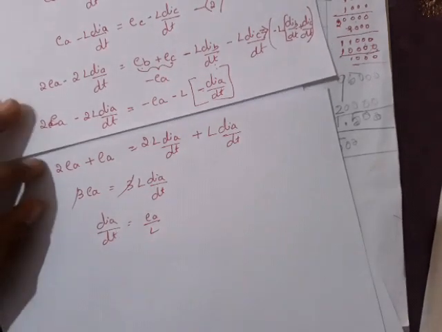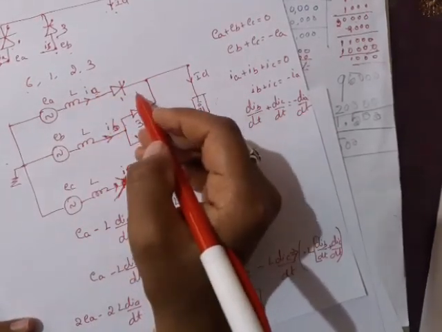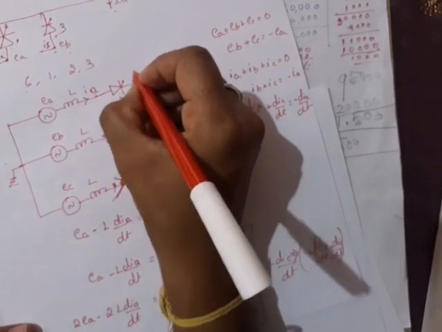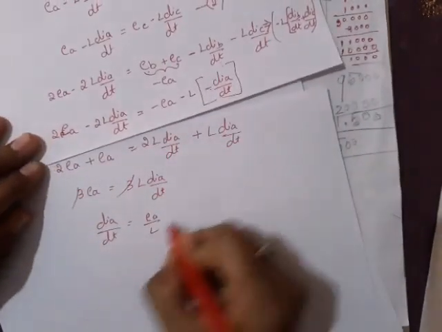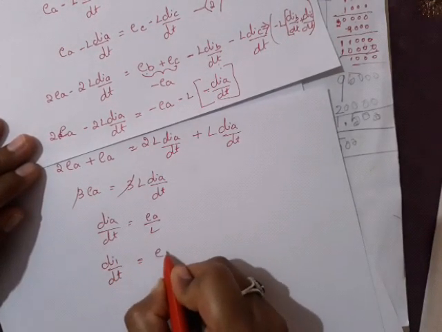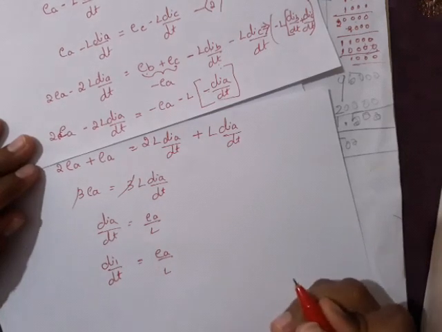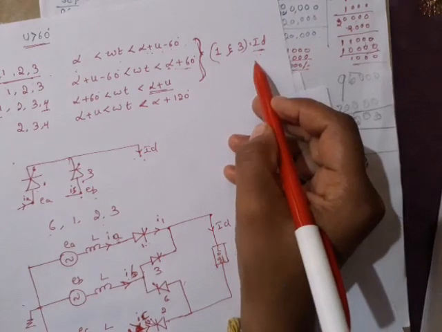So what is this IA right now? IA is the same as the current flowing through valve number 1. So this is your I1, right? Current flowing through valve number 1 is IA. So I can write dI1 by dt is equal to EA by L, where the current is shifting from valve number 1 to valve number 3.